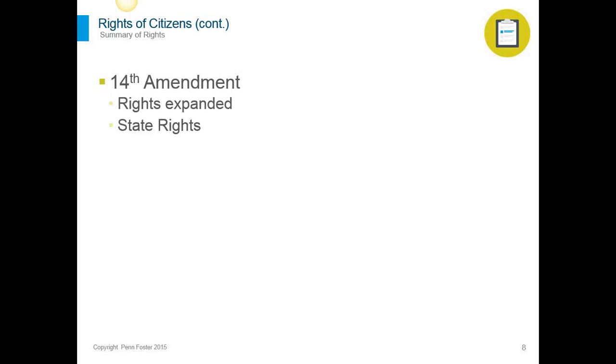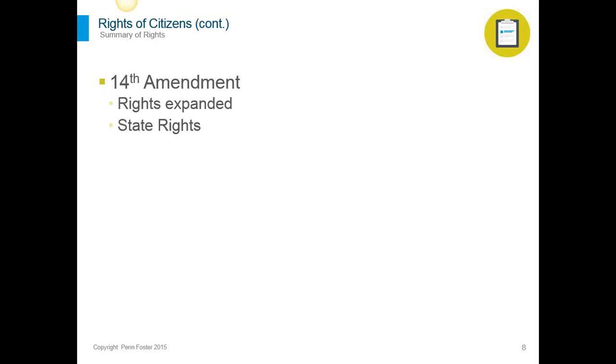So all state governments, all local governments must protect the people, must protect freedom of speech, religion, press, assembly, as well as all the Fourth, Fifth, and Sixth Amendments.